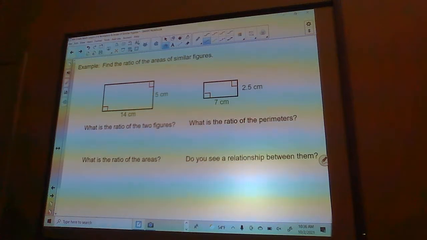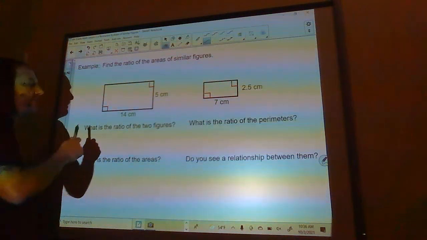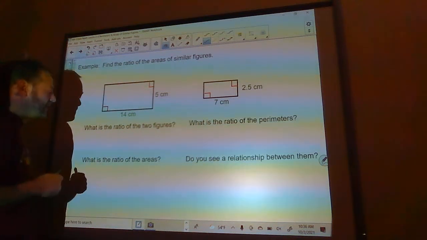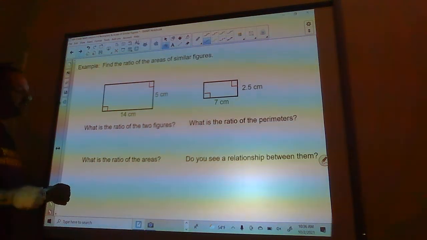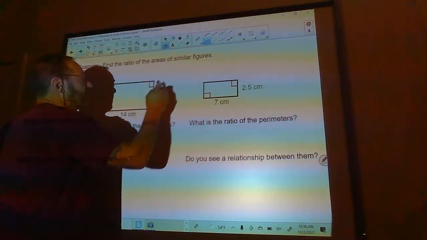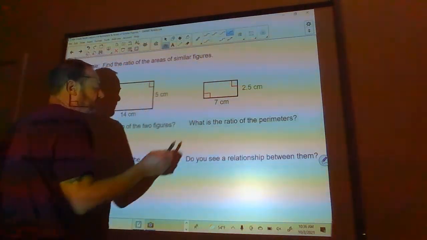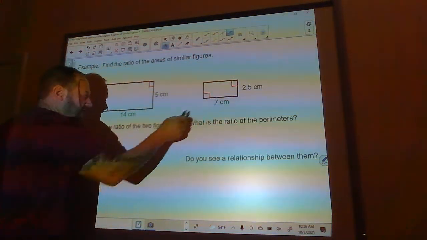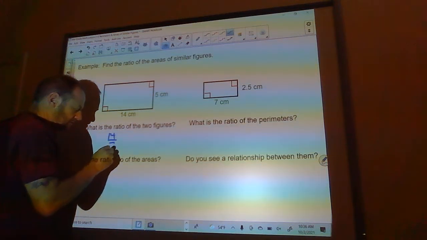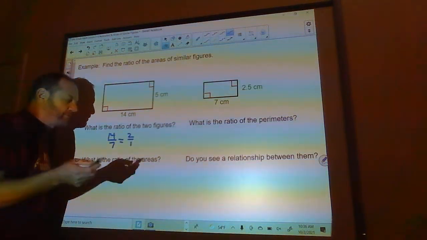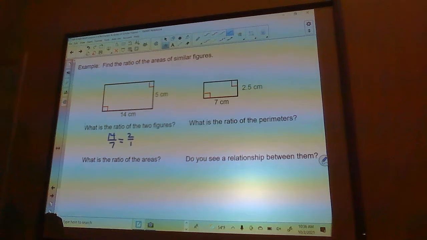Okay, so here we're going to find the ratio of the areas of two similar figures. So they're telling you these are similar. All right, first question is, what is the ratio of the two figures? It doesn't matter which direction I do it, but it's 14 to 7, which is 2 over 1. Now, if you put 1 over 2, that's fine.